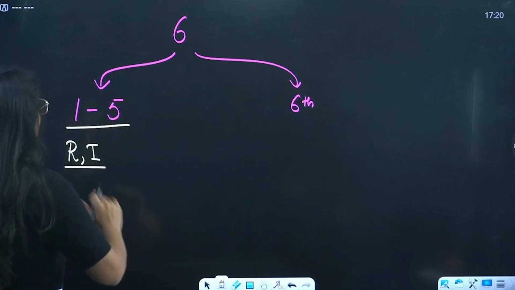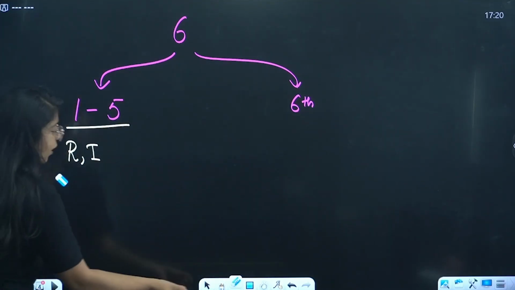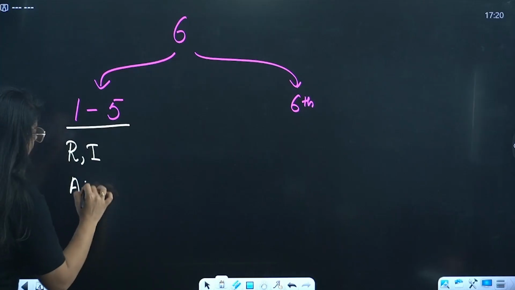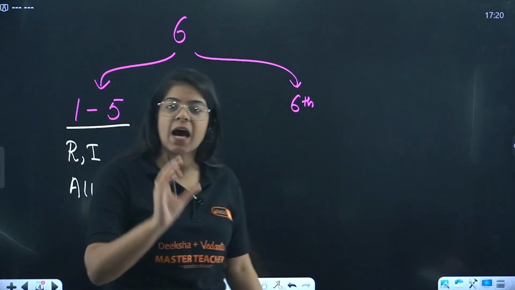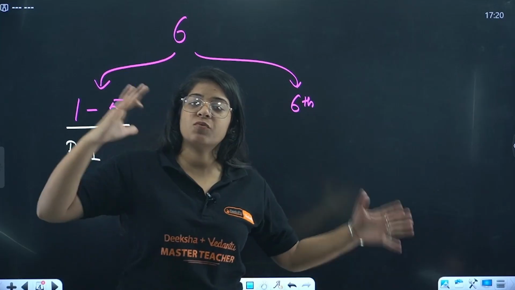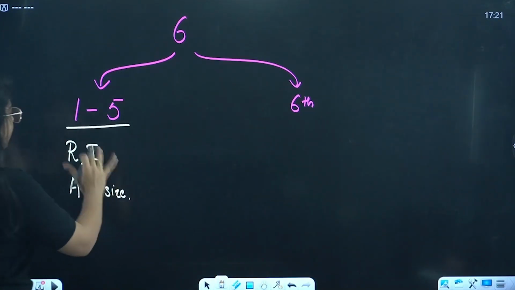Now in the first 5 cases, a real inverted image is formed, right? And beta, all sizes of images are formed. That is point size, enlarged, diminished, slightly diminished, very diminished, and all those kinds of images are formed. Right? These are our first 5 cases.